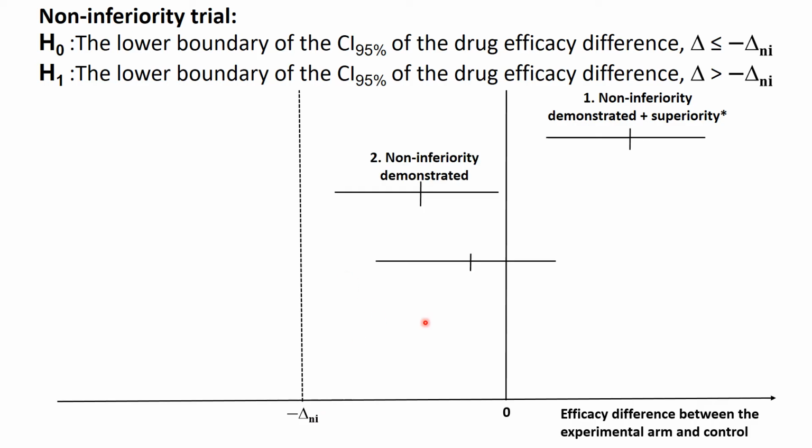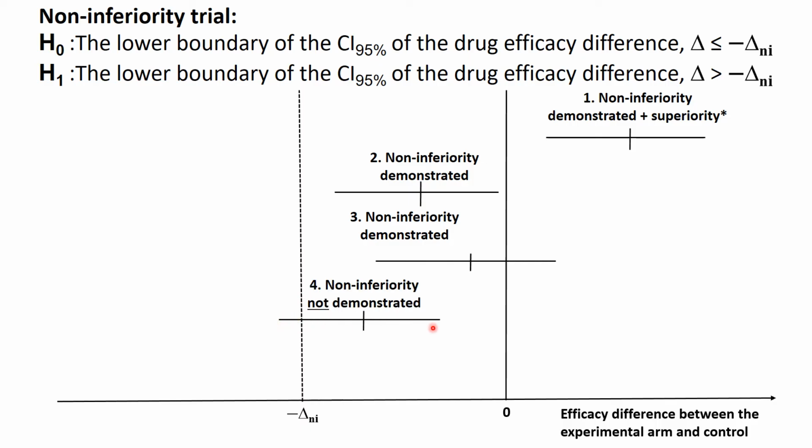The third example, as you can see, is also demonstrating non-inferiority, but it's not demonstrating superiority because the lower class boundary hasn't crossed 0. Now let's look at the fourth example. This is not demonstrating non-inferiority because the lower class boundary hasn't crossed. And then the last example is also not demonstrating non-inferiority. Why? Simply because even the upper boundary, everything is just outside the threshold. So clap for yourself if you got everything right.